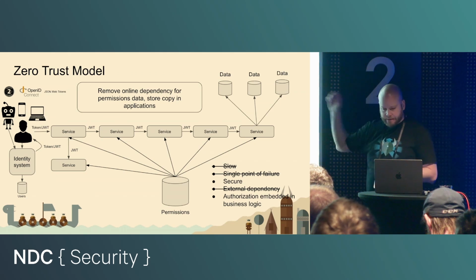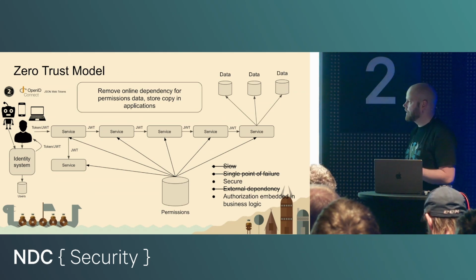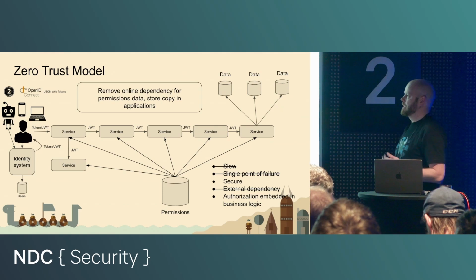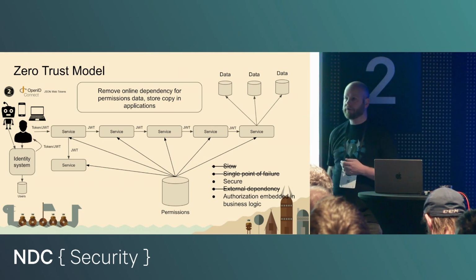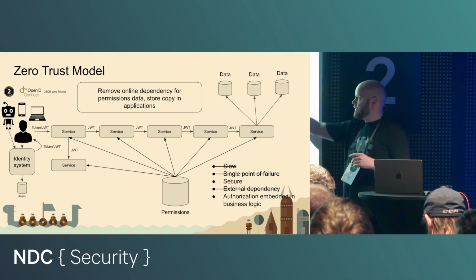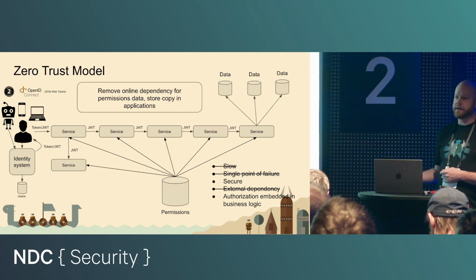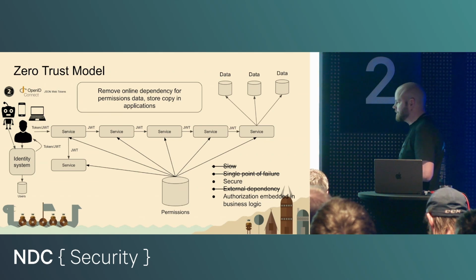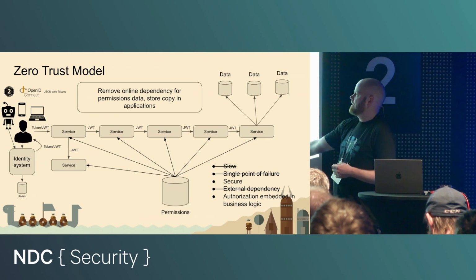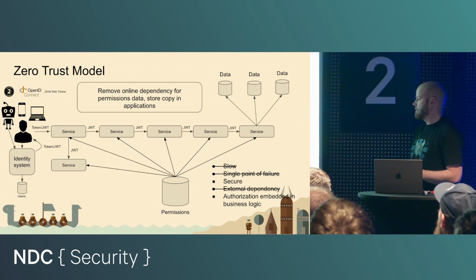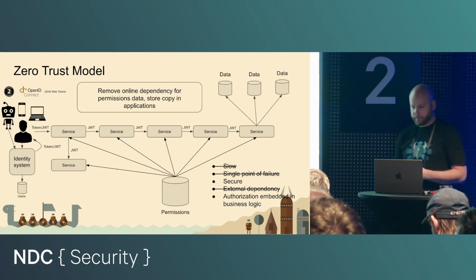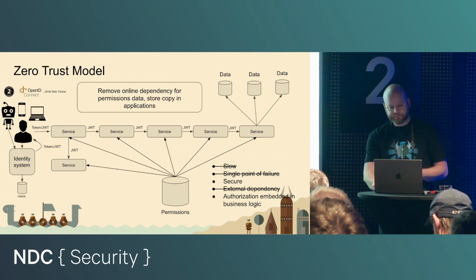So we scratch the slow thing here. We don't have a single point of failure because even if the database goes down for a few minutes, each service has a local cache of the data. So it might be slightly stale, but it's still going to be up and running. We still have authorization logic embedded into our applications, though. It might be another problem.